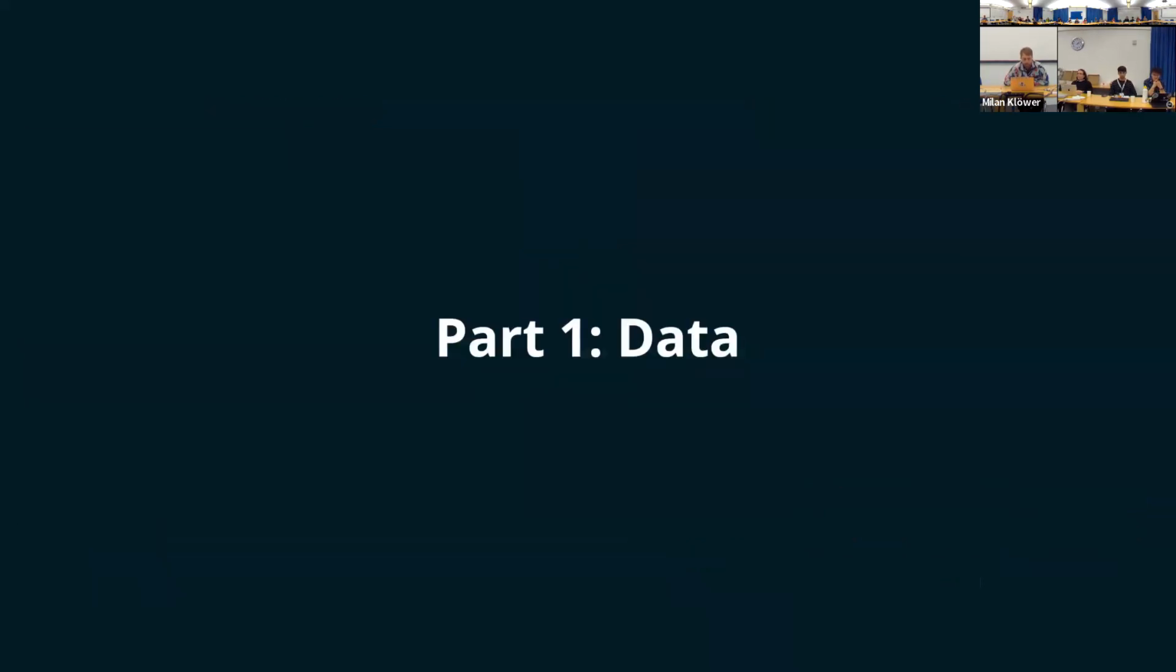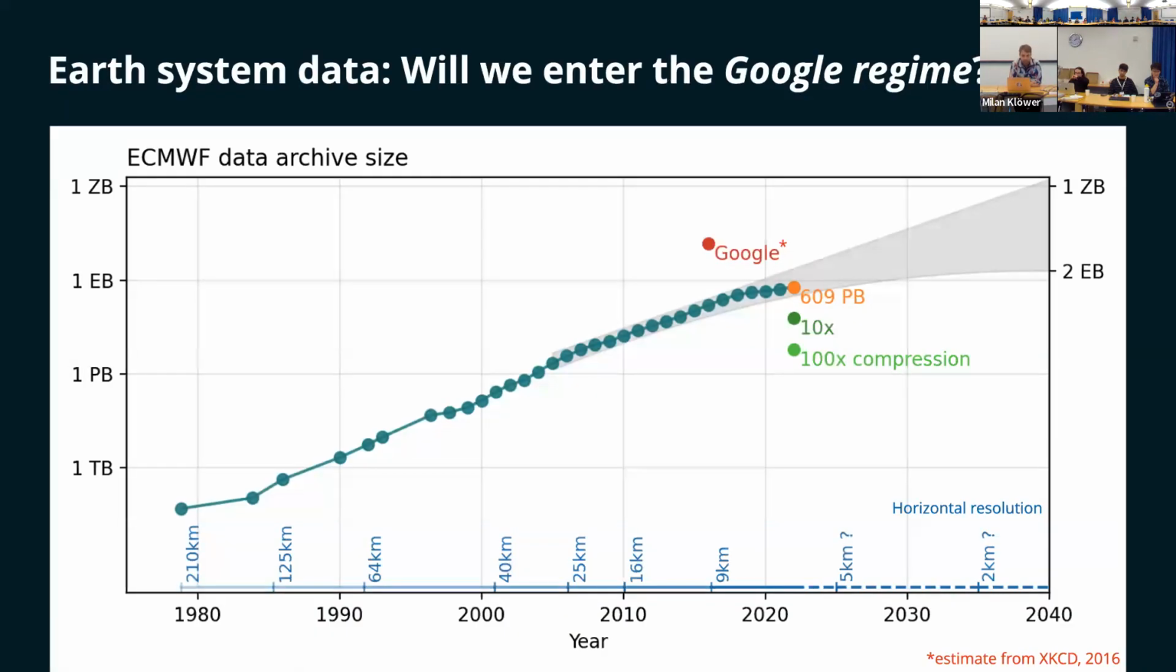Okay, we talk about precision, and the first thing I want to talk about is data. Then in the second part, we come to the actual computational part, the processing of floating point numbers. But let's talk about data.